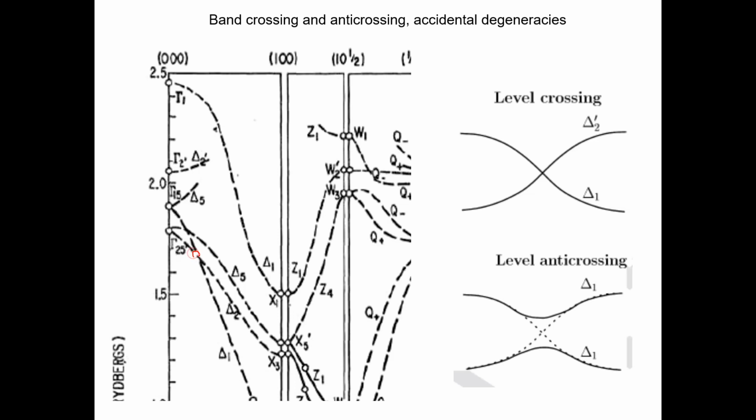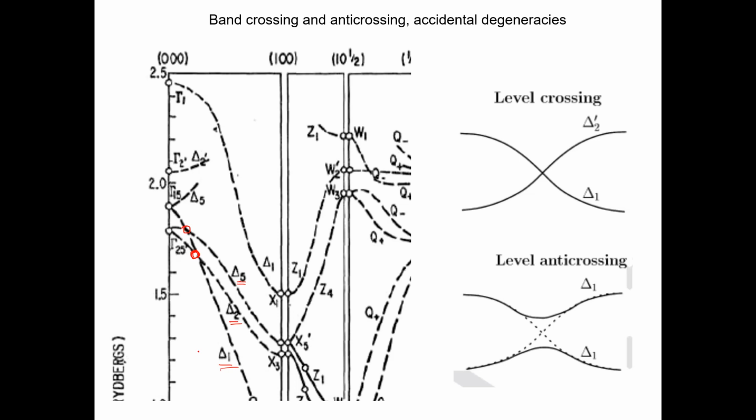You see there's a band crossing here, and this is a crossing between a delta 1 and a delta 2, I think it's a delta 2 prime band, and there's another band crossing here. This is a band crossing between delta 1 and delta 5, right? And this is interesting because we have talked about degenerate states many times already in this course.